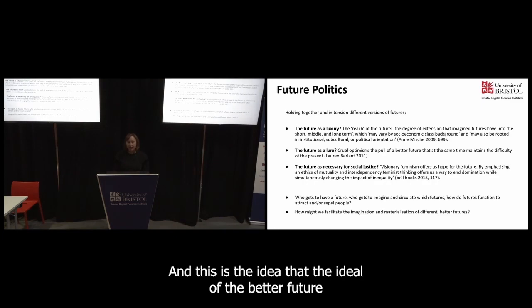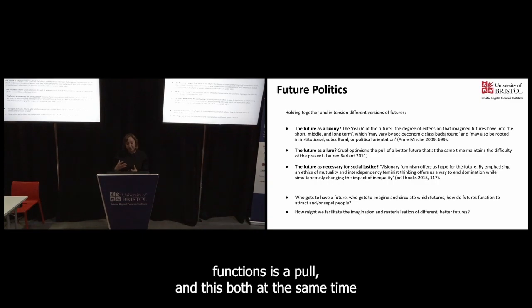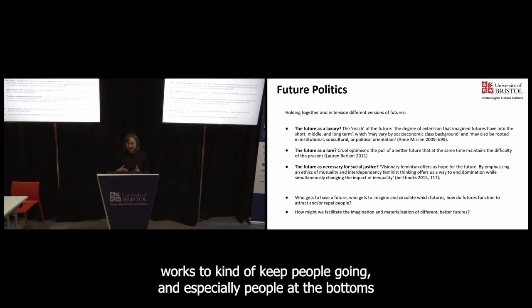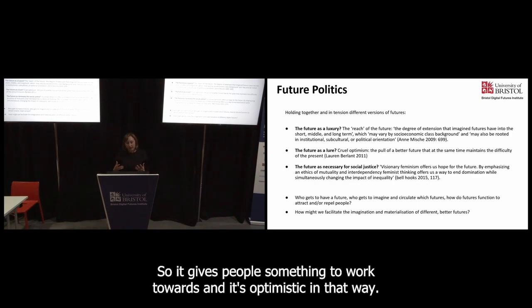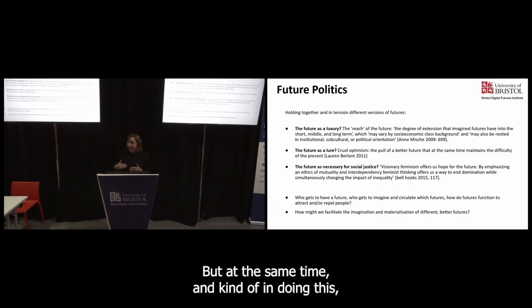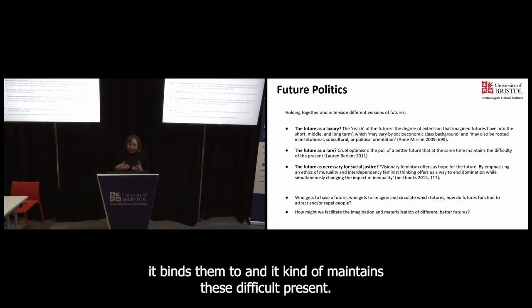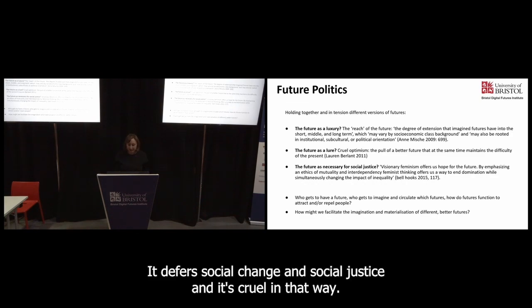And this is the idea that the ideal of the better future functions as a pull, and this both at the same time works to keep people going, especially people at the bottoms or the margins of highly unequal societies. So it gives people something to work towards, and it's optimistic in that way. But at the same time, in doing this, it binds them to and maintains these difficult presents. So it doesn't change or challenge the present. It defers social change and social justice, and it's cruel in that way.